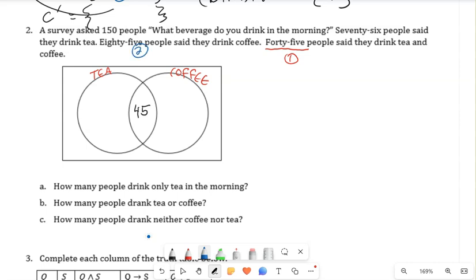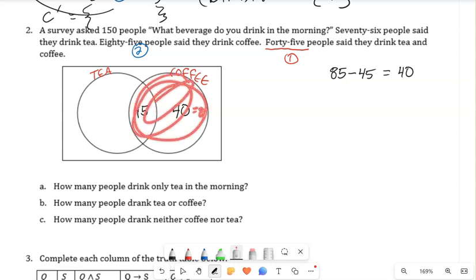The next thing, they say 85 people said they drink coffee. Well, of the 85 people, we already have 45 in the coffee circle. 85 minus 45 is 40. That means that there's 40 other people in the coffee circle to be represented. What we have now is 45 plus 40 is 85. There's a total of 85 people drinking coffee. 45 of them also drink tea. 40 of them just drink coffee.